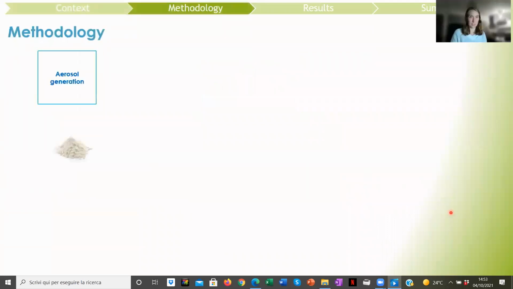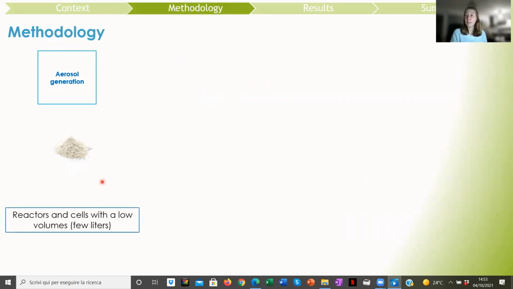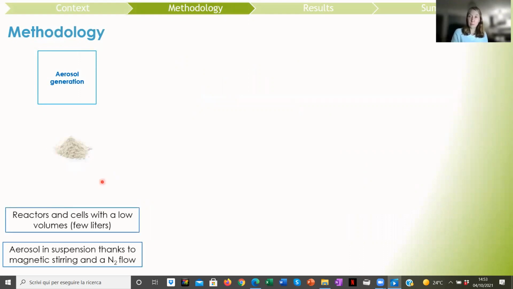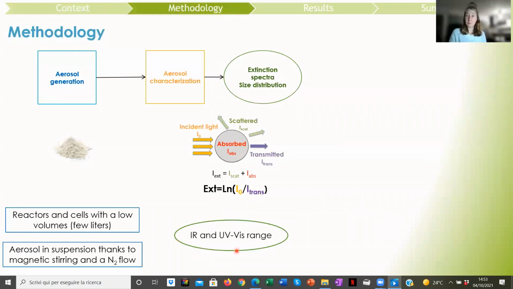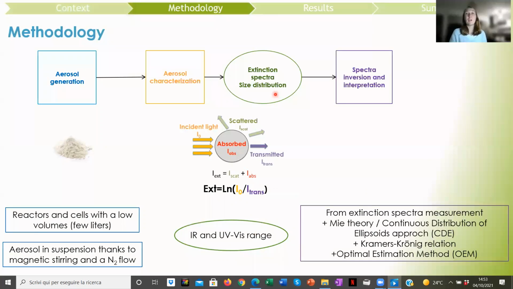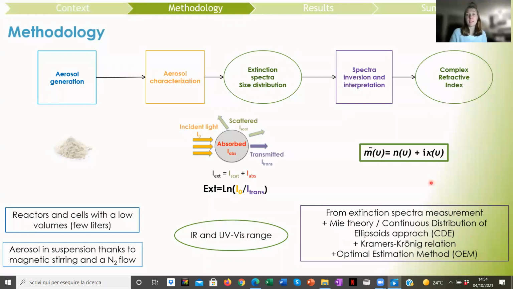So let's have a look at the methodology. First, we generate the aerosol. The aerosol as a powder is in a reactor, put back in suspension using magnetic stirring and a nitrogen flow. Then we characterize the aerosol using spectrometers to get extinction spectra over the infrared and UV-visible range, which is important to interpret the satellite recording. We also measure the size distribution and then apply an inversion algorithm using Mie theory, a continuous distribution of ellipsoids approach when it's necessary, which is the case for non-clay material, the Kramers-Kronig relation, and an optimal estimation method to get at the end the refractive index at each wave number.